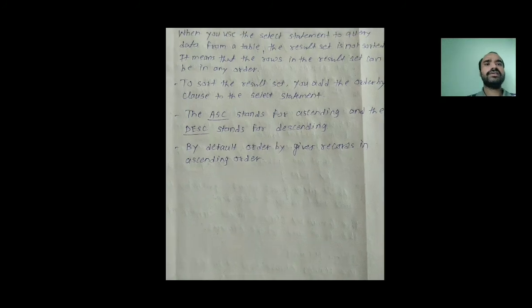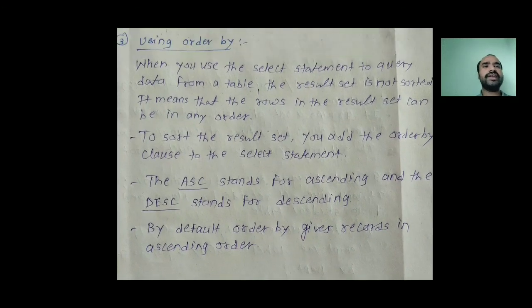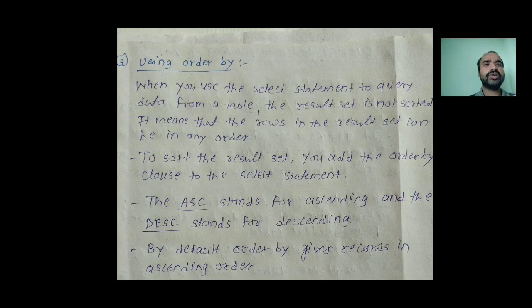Next one is using the order by clause. We have seen that in the 11th standard also. In the case of order by, we can show our data in two orders: one is descending order, the second is ascending order. When you use a select statement to query data from a table, the result set is not sorted. It means the rows in the result set can be in any order. Whatever you write in the query, based on that it will show the answer. To sort data in two orders, ascending or descending, you can use the order by clause.